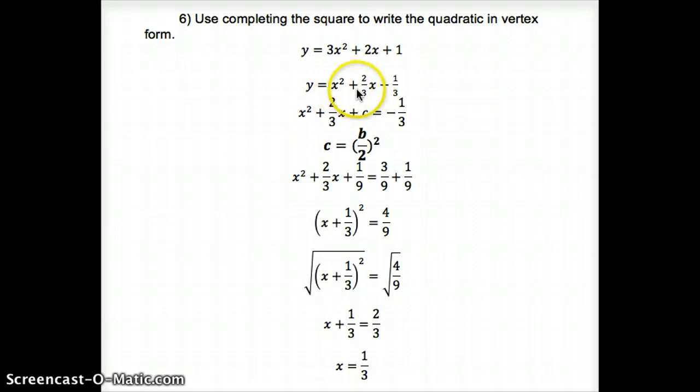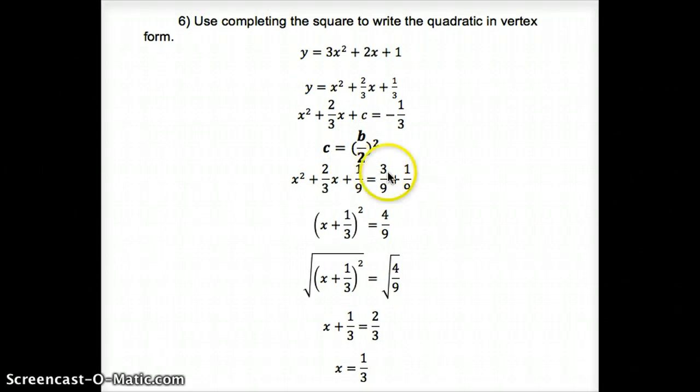The next step is you move 1/3 to the other side, and you're finding a new c, and to find that you use this, which is c equals (b over 2) squared. So once you do that, you'll end up with 1/9, and you can't forget to add to both sides. And so now you should be at x squared plus 2/3 x plus 1/9 equals 4 over 9 here.